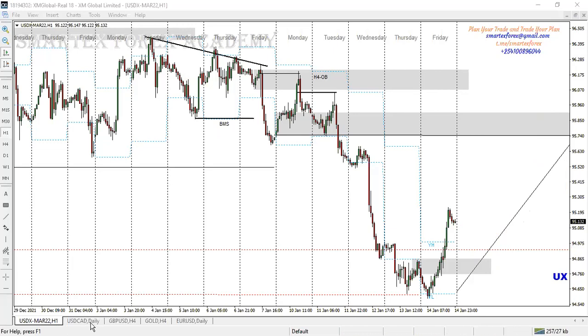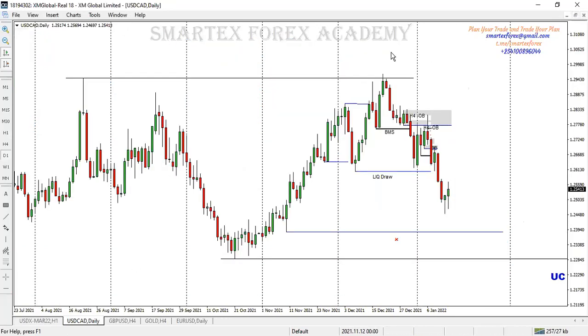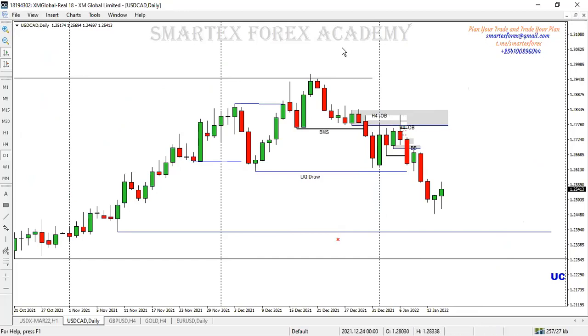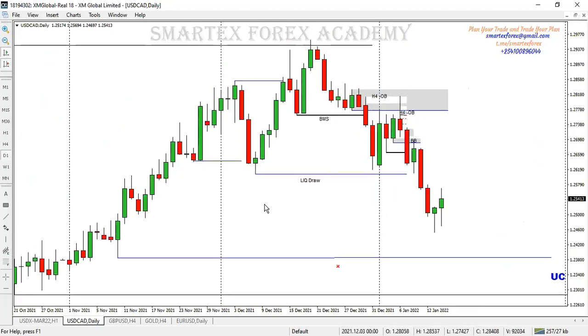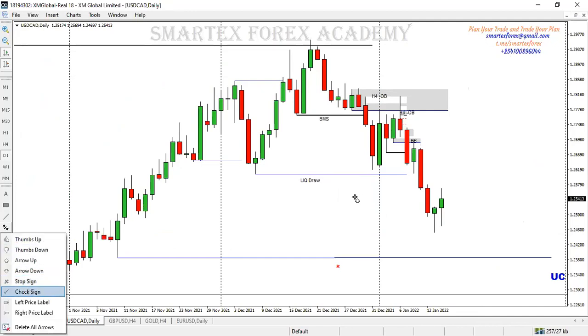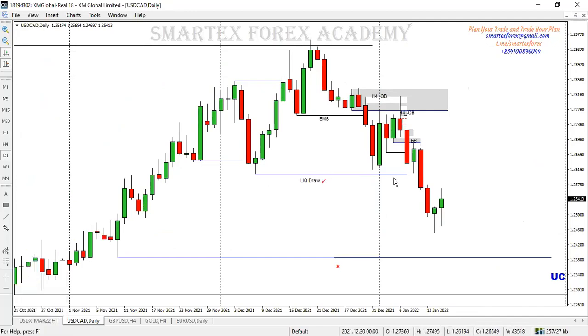So the next pair we look at is the dollar CAD. Dollar CAD, remember, needs to go in line with the dollar index. The same case that we can see, a liquidity draw. This one is already cleared. We identified it last week. The price was drawn here and it was cleared. Now, our next liquidity draw is this here.